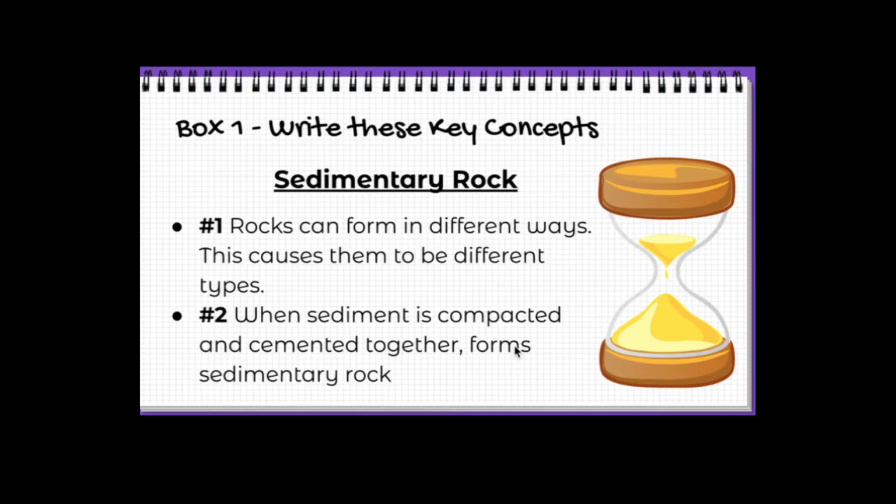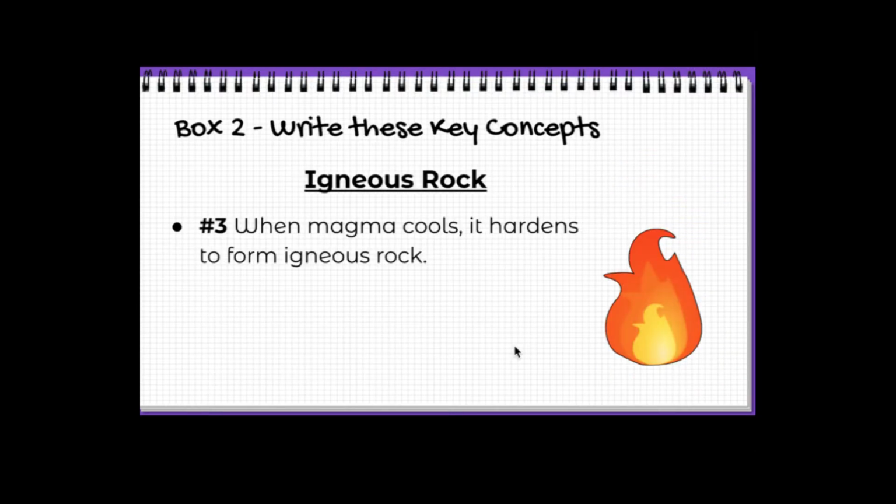Box 1. For you to remember, rocks can form in different ways. This causes them to be different types. When sediment is compacted and cemented together, it forms sedimentary rock. So that's how sedimentary rocks are made. Igneous rocks are made when magma cools and hardens.